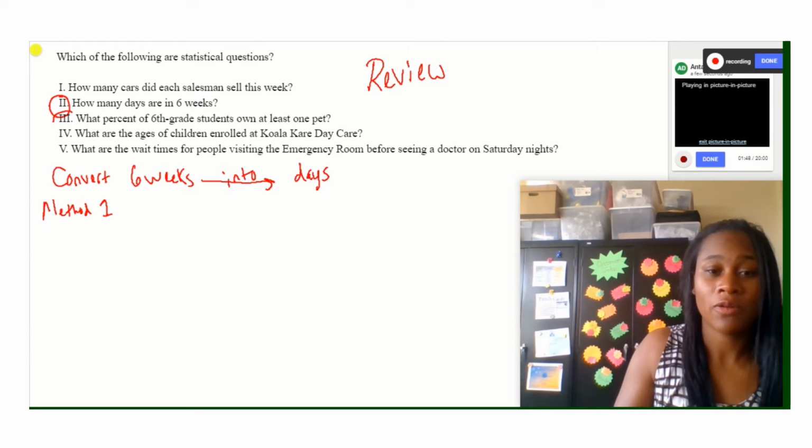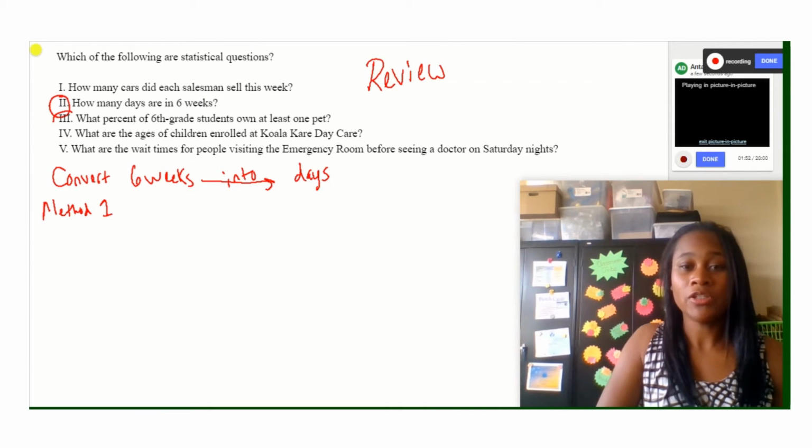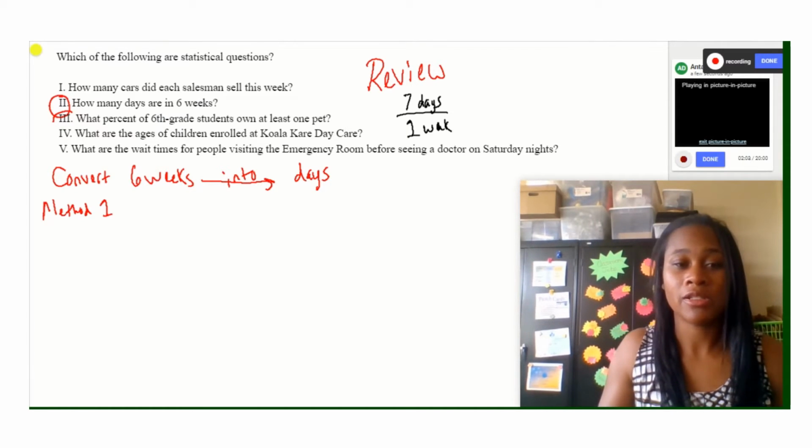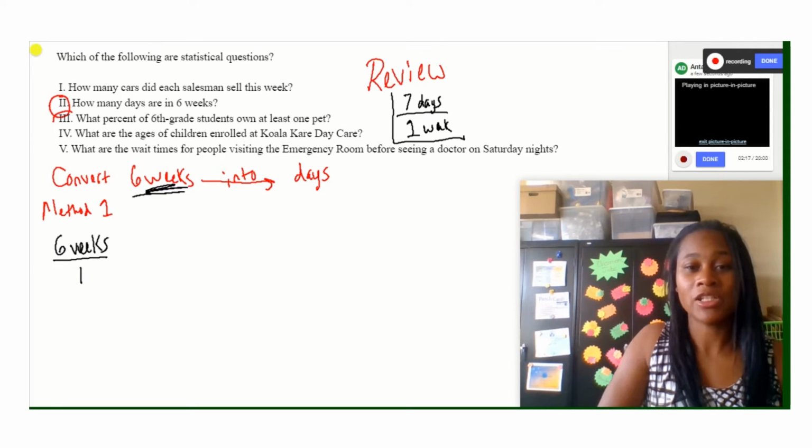So we have to know the conversion factor to go between days and weeks. So we should know that for every 7 days, there is 1 week. Or you could say for every 1 week, there are 7 days. So I'm going to start off with what I want to change. So I want to change 6 weeks. So I'm going to start with 6 weeks. And I'm going to put that over 1 because my conversion factor is a fraction.